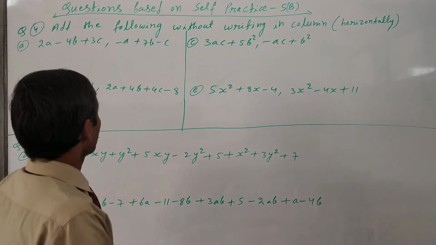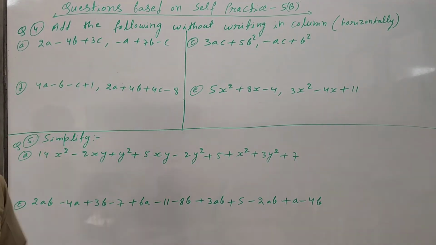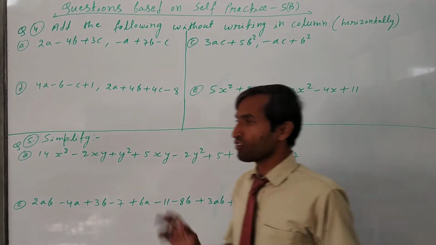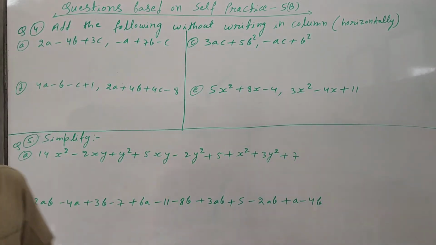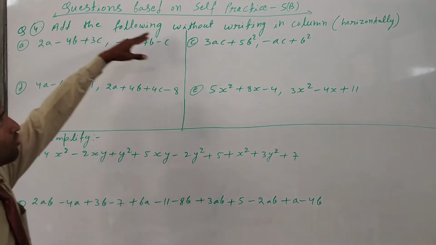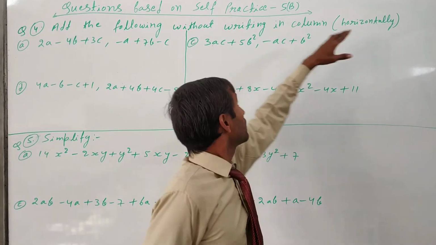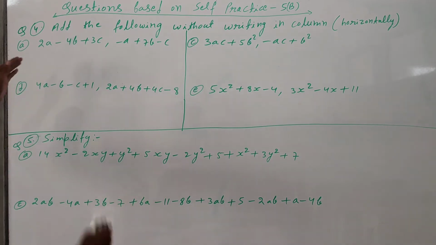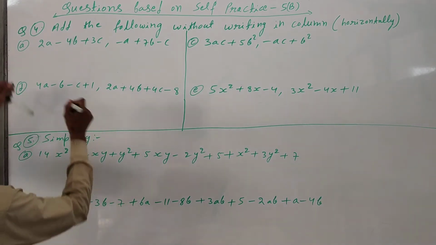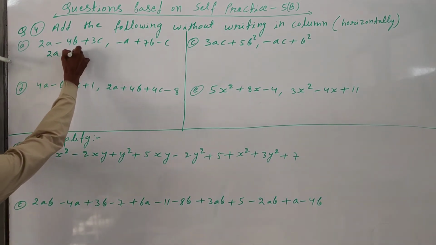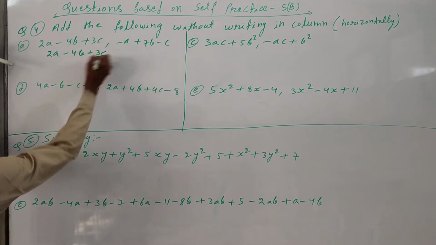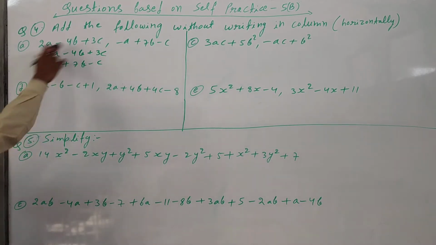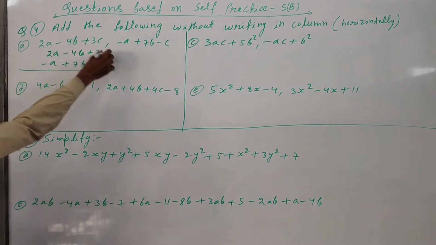Now students, we will solve the next question, the 4th and 5th. We will use the same method in the 4th question also, but here the question is given, add the following without using the column method. Means we will not arrange vertically like this, whatever we did in the previous question, 2a minus 4b plus 3c minus a plus 7b minus c. We will not do like this.